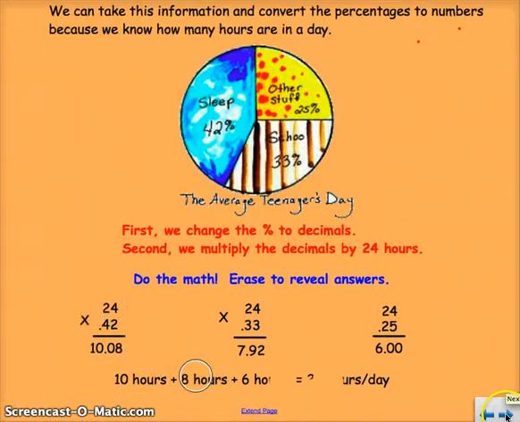a lot of numbers. 24 times 0.42 is 10.08, rounded to 10 hours a day is spent sleeping. 24 times 0.33 is 7.92, or rounded 8 hours is spent at school, and other stuff accounts for 6 hours of a day.